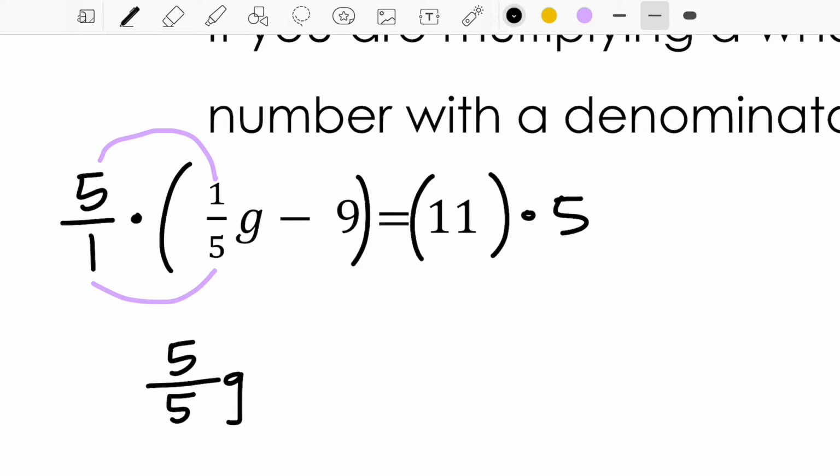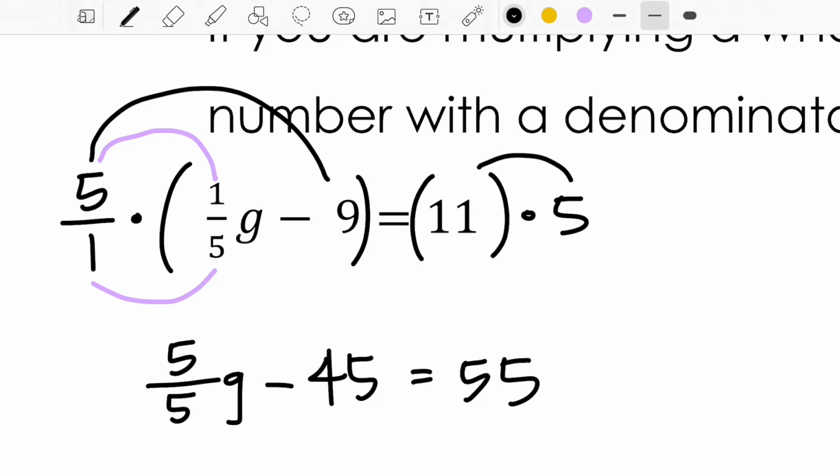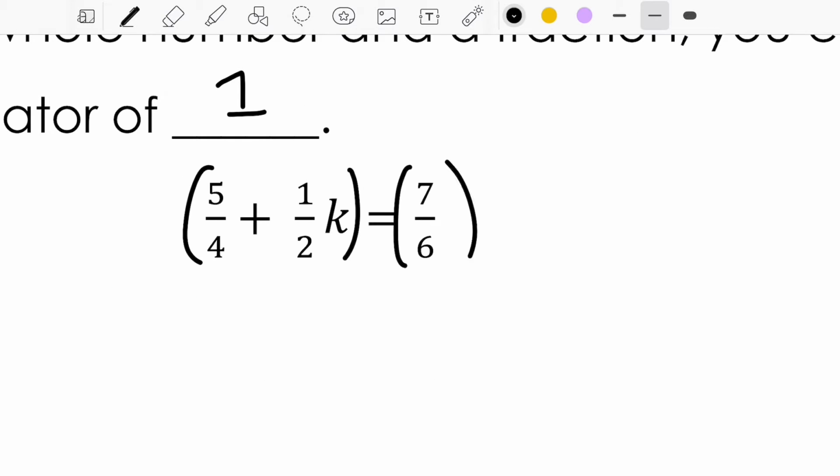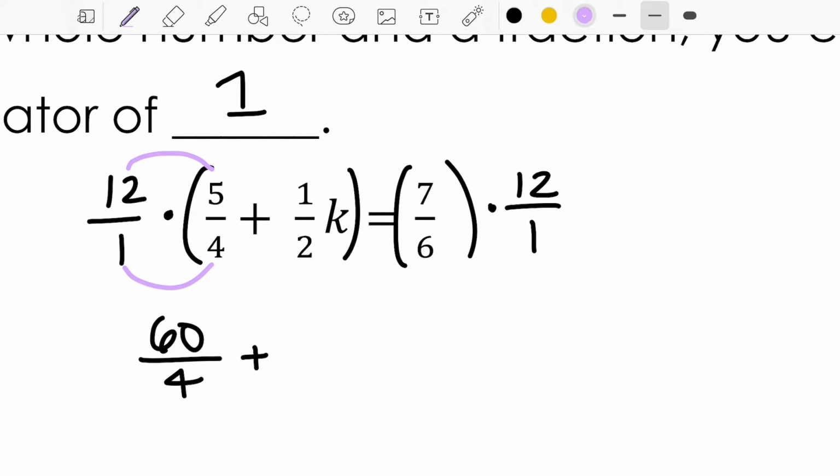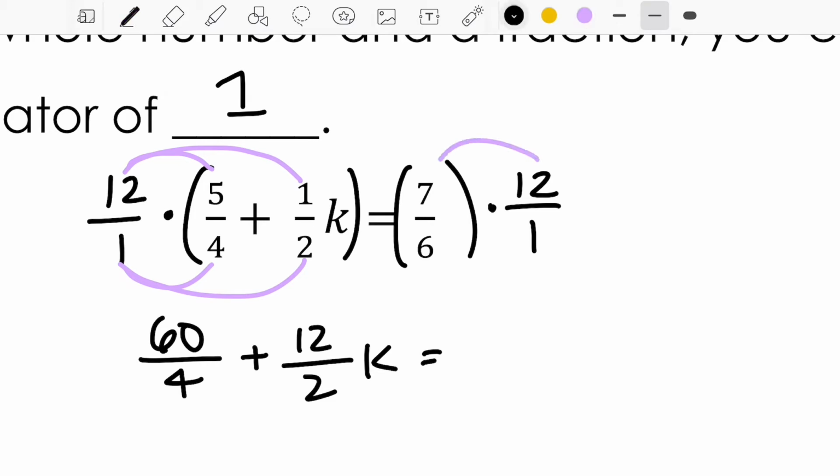Then because I'm using the distributive property, I have to also multiply 5 by the other inside term, which is negative 9. So 5 times negative 9 is negative 45. And then on the right side of the equation, 11 times 5 is going to be 55. For this next one, our least common denominator was 12, so I'm going to rewrite that as 12 over 1. Then multiplying our numerators and multiplying our denominators. So 12 times 5 is 60, 1 times 4 is 4, 12 times 1 is 12, 1 times 2 is 2, and then include that k. 12 times 7 is 84, and 1 times 6 is 6.